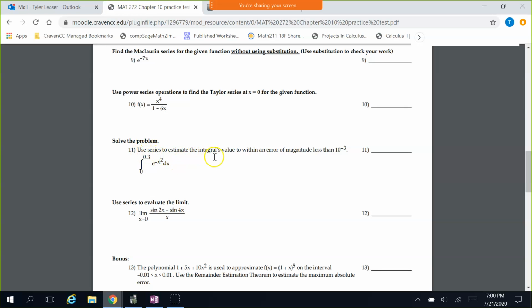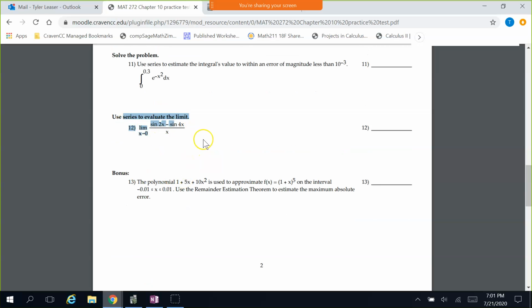Use series to estimate the integral's value to within an error of magnitude less than 10 to the negative 3. This integral is impossible to do by hand. There is no way to find the antiderivative of this thing. But what you could do is find the Taylor polynomial up to some order and then just integrate over that Taylor polynomial between 0 and 0.3. In fact, that is what your calculator kind of does when it is approximating the Riemann rectangles when it does the integral in the calculator.